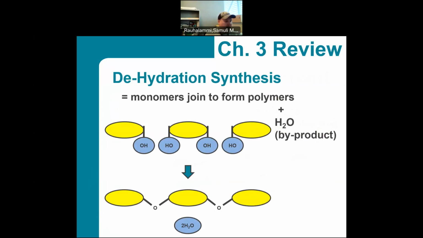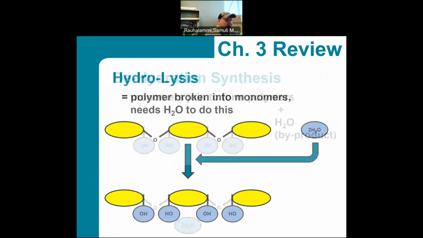So monomers are joining together, and in that process where they're joining together and rearranging the chemical structure from individual monomers to one larger polymer, they're also releasing water as a byproduct. So that's where the name dehydration comes from, and synthesis referring to making something new, in this case, making a larger polymer.